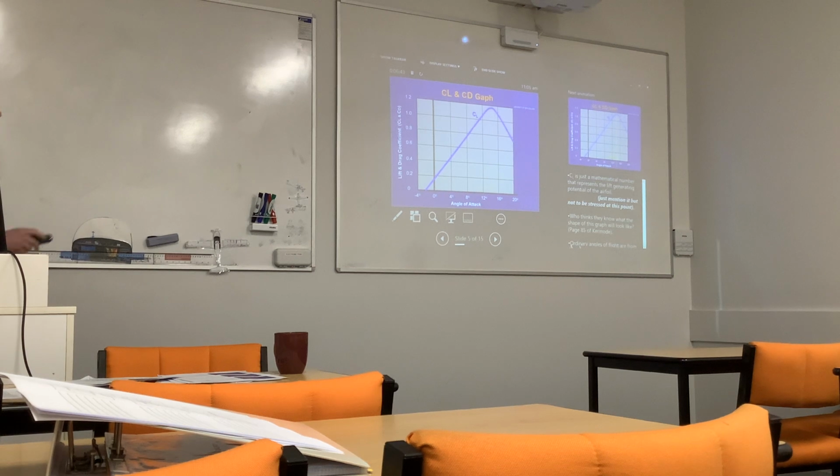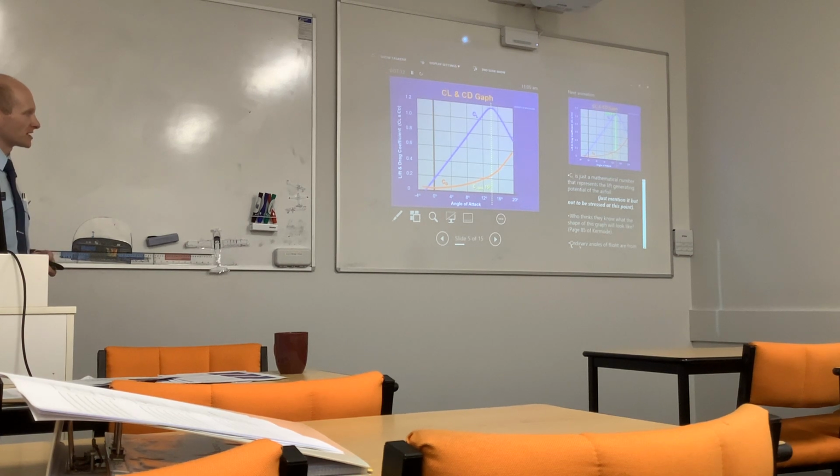Now something new for you. Not only is there a coefficient of lift curve, but there's also a coefficient of drag curve. So coefficient of drag expresses the drag producing qualities of a wing at different angles of attack. You can see it has what we call an exponential relationship with angle of attack. It's not linear. The amount of drag increases more and more and more as the angle of attack increases.